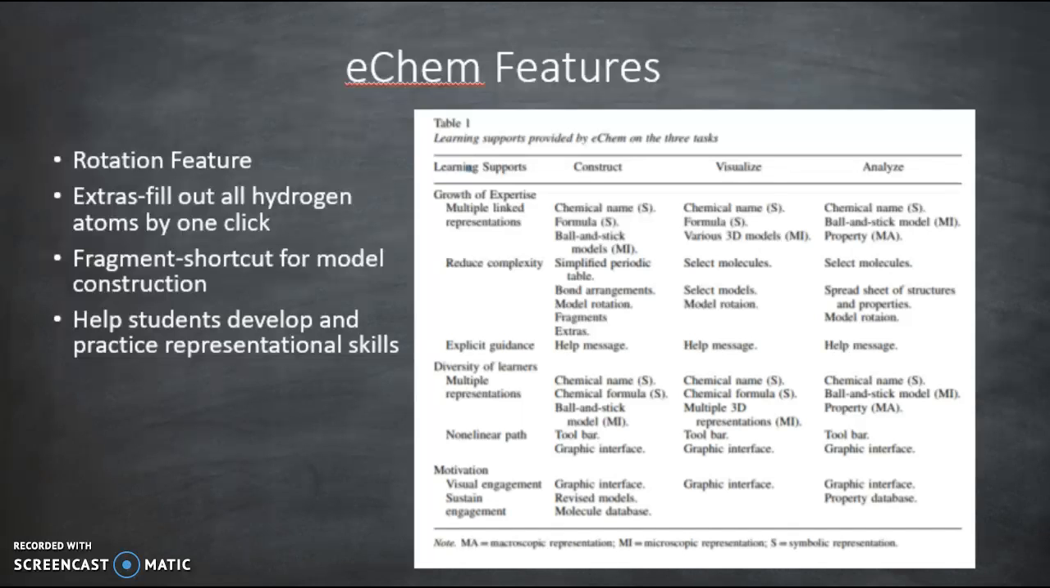Students explored different features in eChem. Basically, the rotation feature in eChem helps students visualize how to transform a 2D model into a 3D model. The feature also assisted students in constructing models. The chemical formula displayed on the construct page assisted students in identifying empty bonding sites and translating a structural formula into a 3D model, as they frequently compared the chemical formulas in eChem to the ones they intended to build.